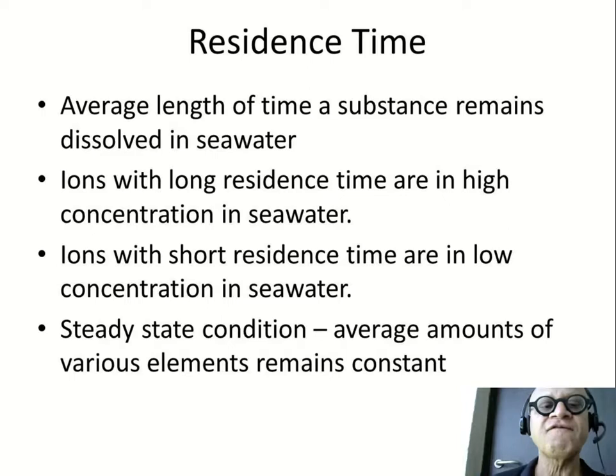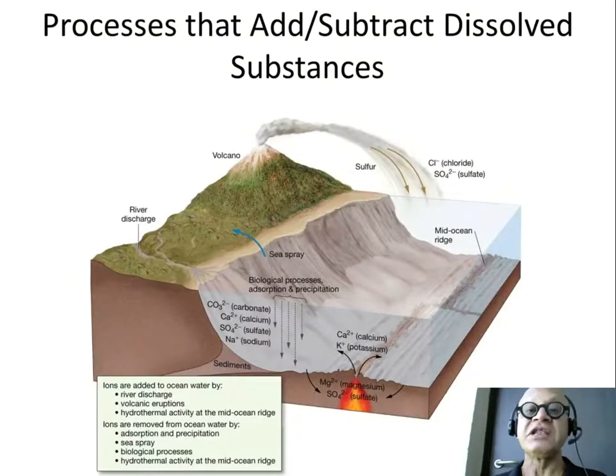In the ocean, we have ions with very long residence times, and they have high concentrations like bicarbonate and carbonate. We need them. Life needs them. Ions with short residence times are in low concentration because they are quickly removed from the system, right? Long residence time means you build up the concentration. Short residence time means it gets washed out very quickly. In a steady state condition, as I said, average amount of various elements remains constant. We used the principle of constant proportions to estimate salinity, for example.